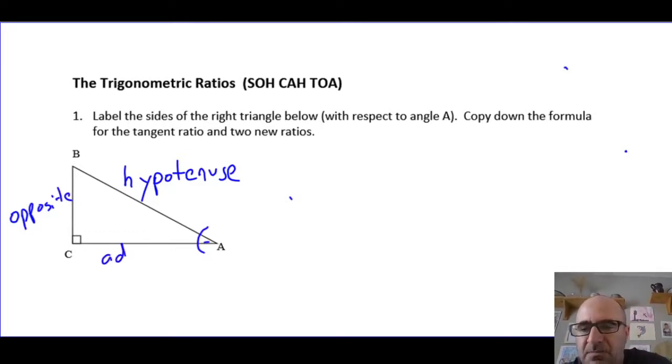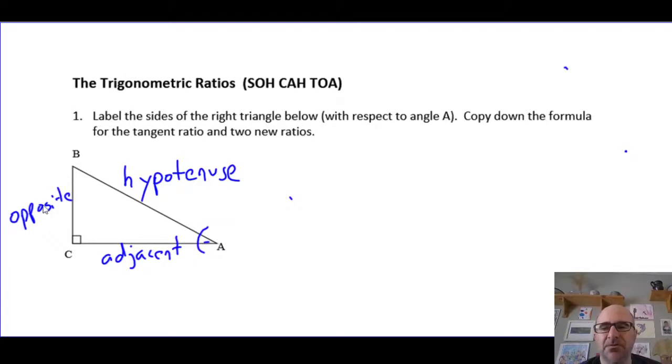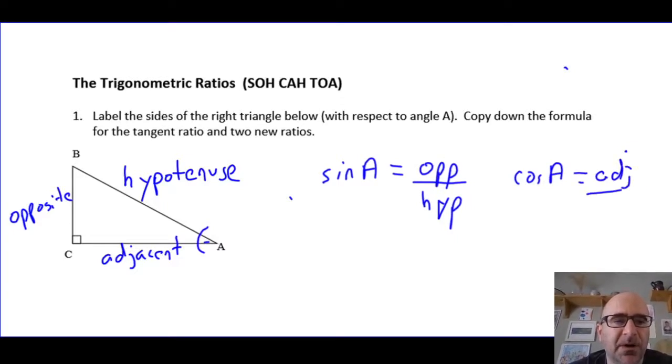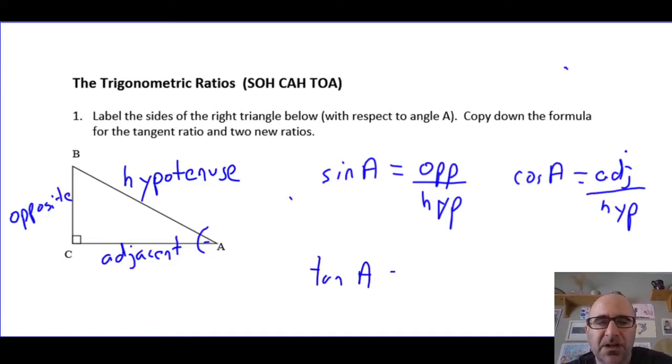Think of adjacent kind of meaning like beside something. If you sit adjacent to someone, you sit beside them. This is beside the angle. So we've got the hypotenuse, the opposite, and the adjacent side. The sine of angle A is the ratio of opposite divided by hypotenuse. The cosine of angle A, or COS for short, is the adjacent divided by the hypotenuse. And finally, the tan of angle A, which you may have already looked at, is opposite divided by adjacent.